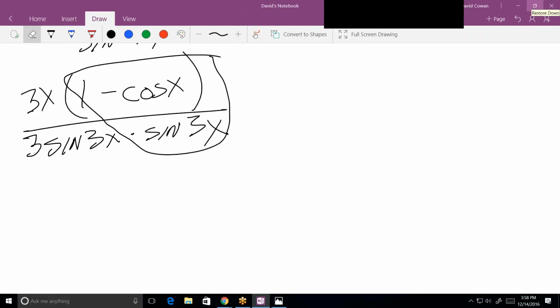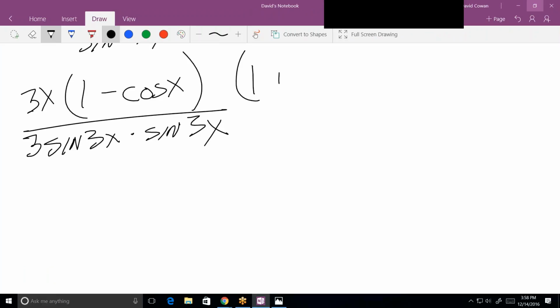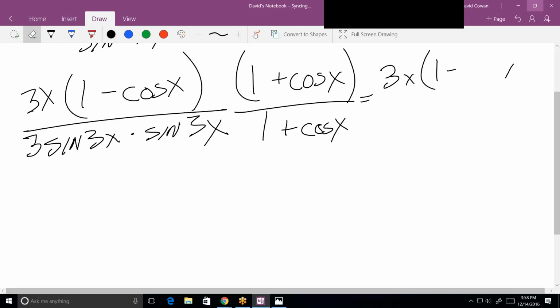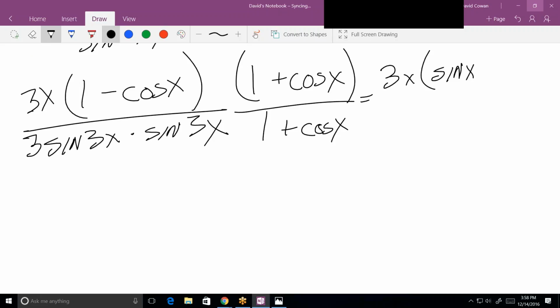Whenever you see expressions like 1 minus cosine, it means if I multiply by the conjugate, I'm going to turn that into 1 minus cosine squared, and that's going to convert to sine squared. Okay. I'm not sure that helps us, but let's see. So now the top becomes 3x times 1 minus cosine squared x, which is, let me erase that and write sine squared. You really have to know your trig for this, and I'm going to write sine squared as sine times sine. So that's what my new top is going to be.